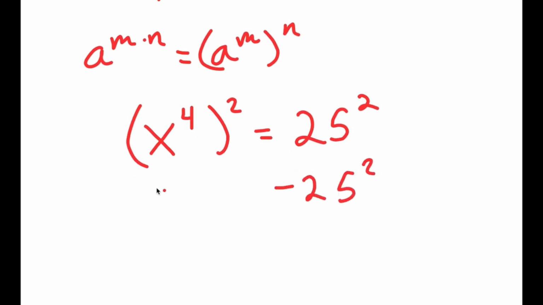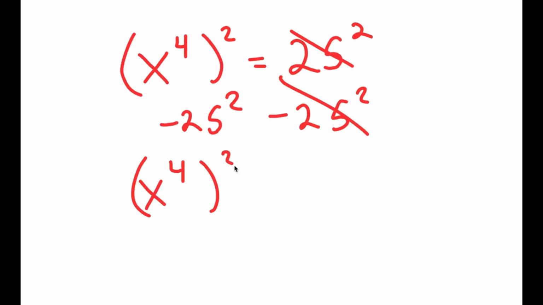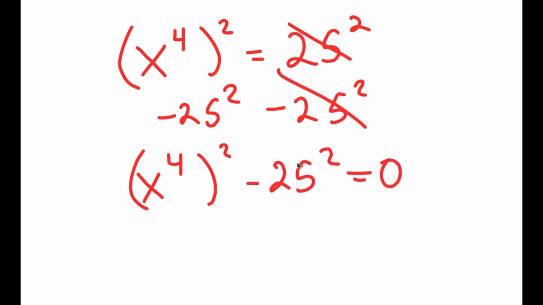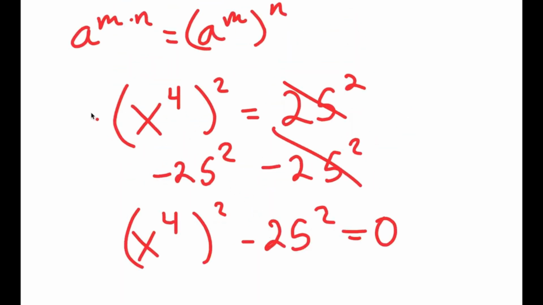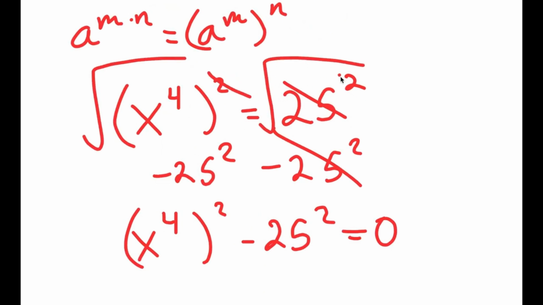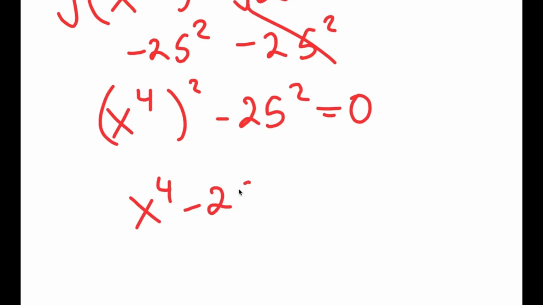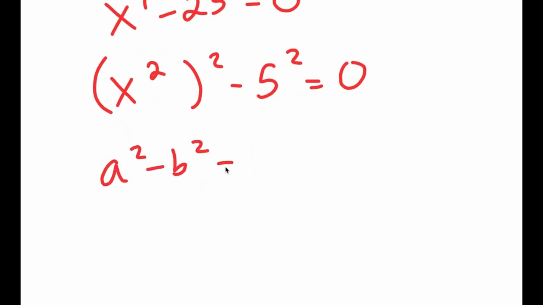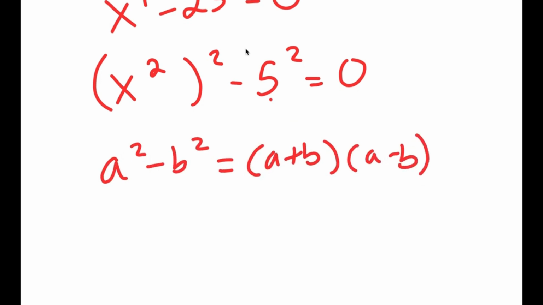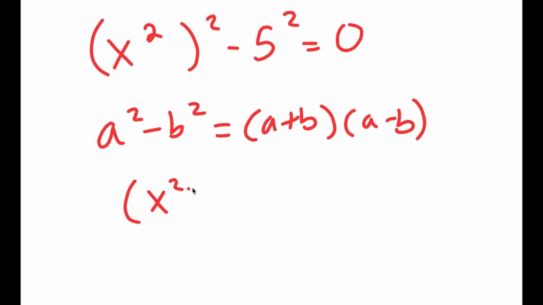Now I'm going to subtract 25 squared on both sides. These two cancel out, and I get x to the power of 4, to the power of 2, minus 25 to the power of 2 is equal to 0. Before we actually do this, I'm going to take the square root on both sides so I can cancel these 2's out. So I get x to the power of 4 minus 25 is equal to 0. From here, I'm going to rewrite this as (x²)² - 5² = 0. Now I can use the formula a² - b² = (a + b)(a - b). So this turns into (x² + 5)(x² - 5) = 0.